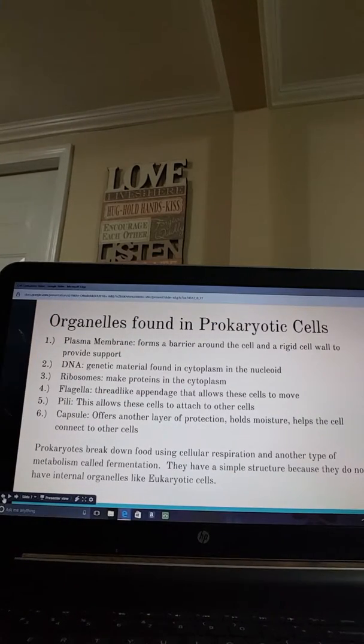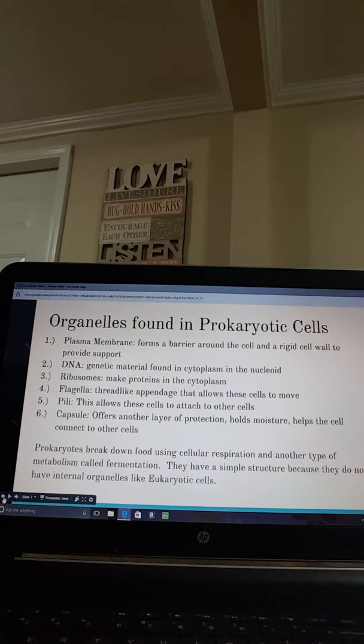Looking at prokaryotic cells, the organelles found in prokaryotic cells include the plasma membrane, which forms a barrier around the cell, and a rigid cell wall to provide support. The DNA is genetic material found in the cytoplasm and the nucleoid. Ribosomes make proteins in the cytoplasm, again, the gel that everything sits in. The flagella are thread-like appendages that allow these cells to move.